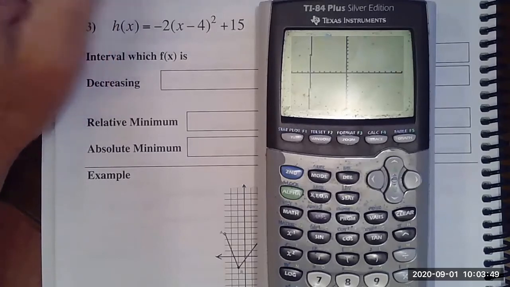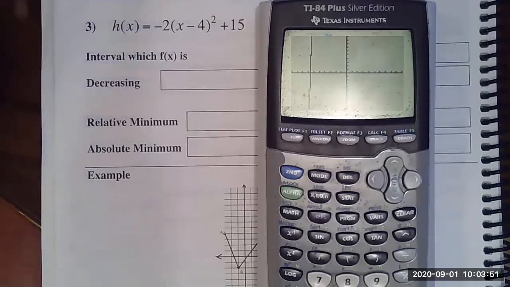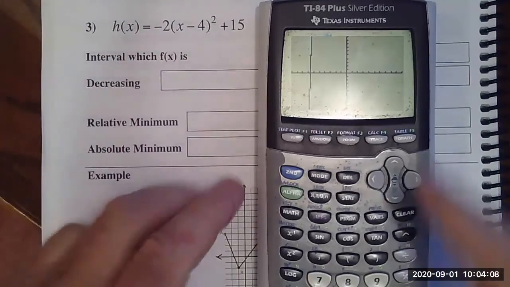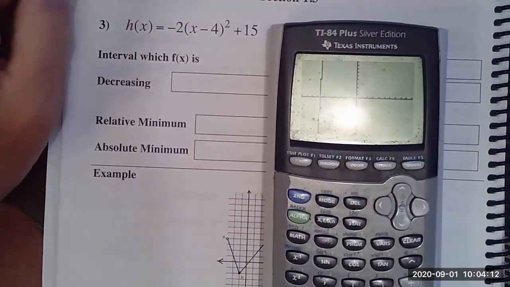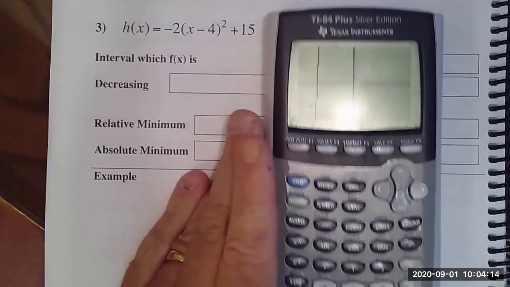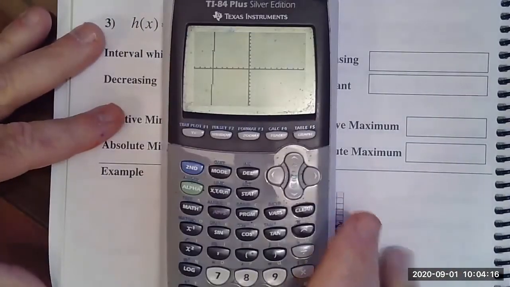Anybody have an idea whether this thing is a mountain or a valley? Anybody have an idea whether it goes like this or like that? Mountain. Correct. How come? Negative, the -2 in front. Good for you for remembering it. Exactly. Good. That means somewhere up here, there's got to be a turn off my screen. So I want to adjust my screen so that I can see the parabola better.